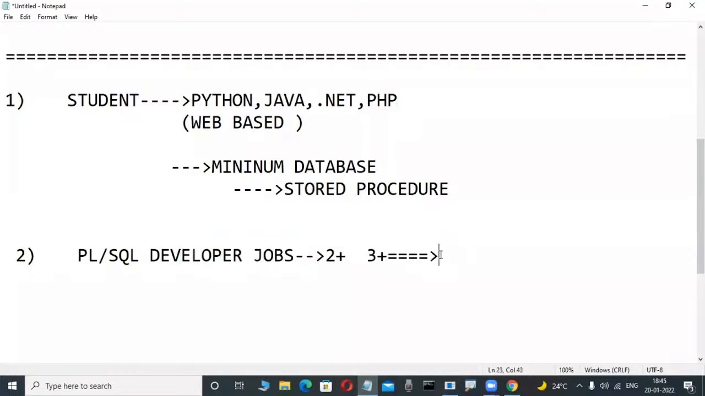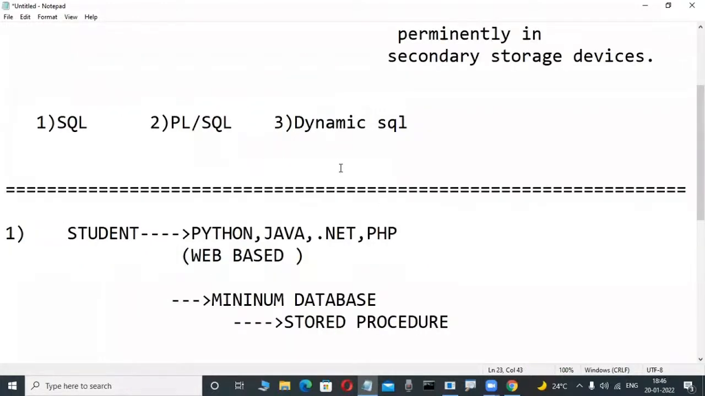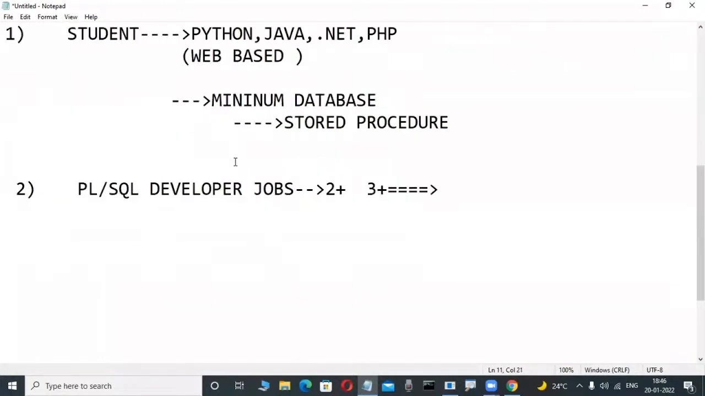Those persons apply for PLSQL developer jobs also. So many fellows learn this course, because in this course we are learning SQL and also PLSQL. Again, observe here, this is for PLSQL developer jobs.